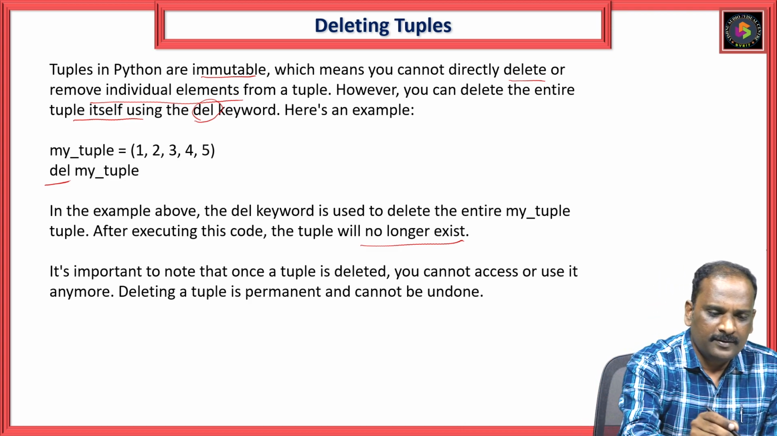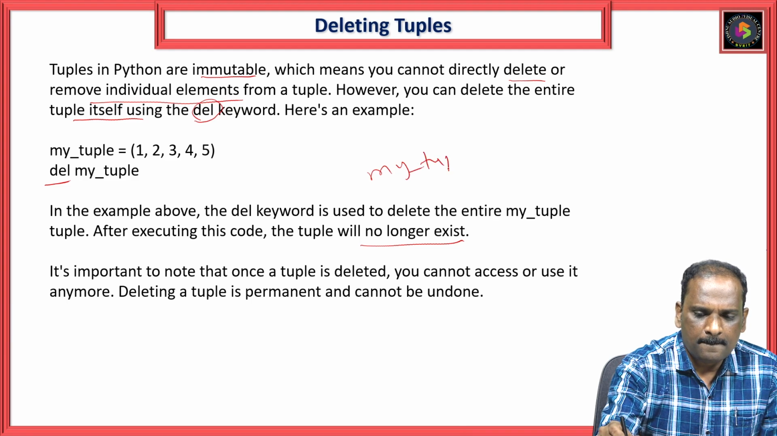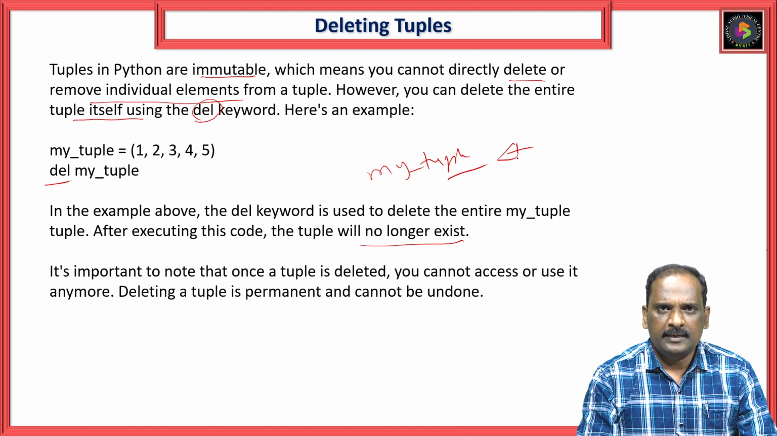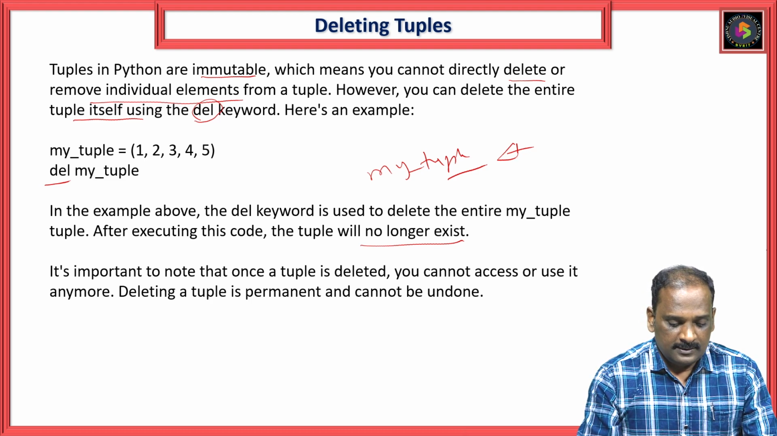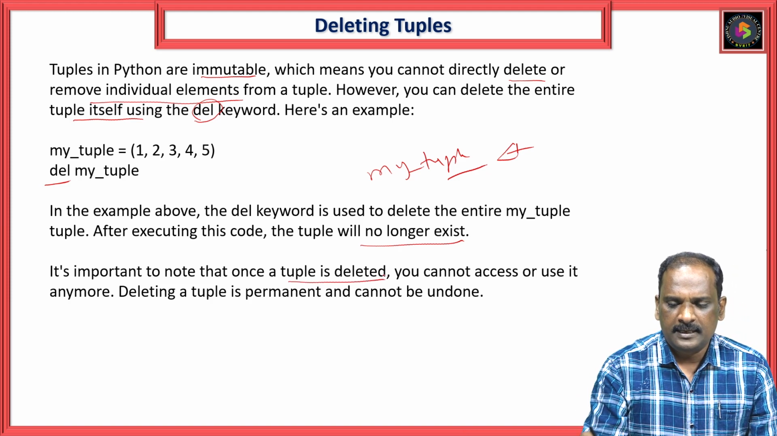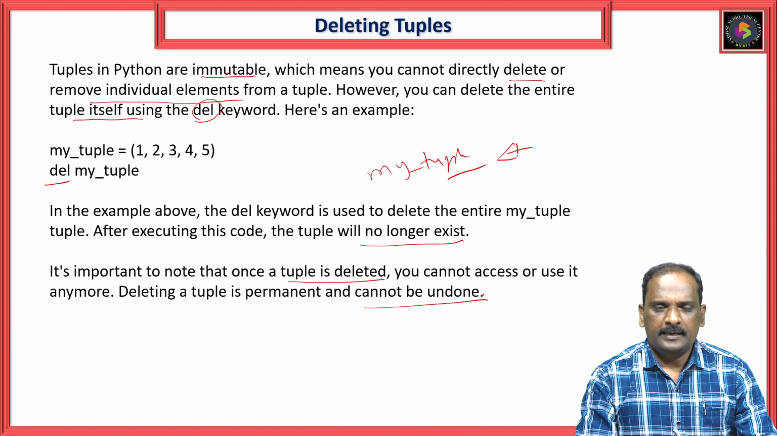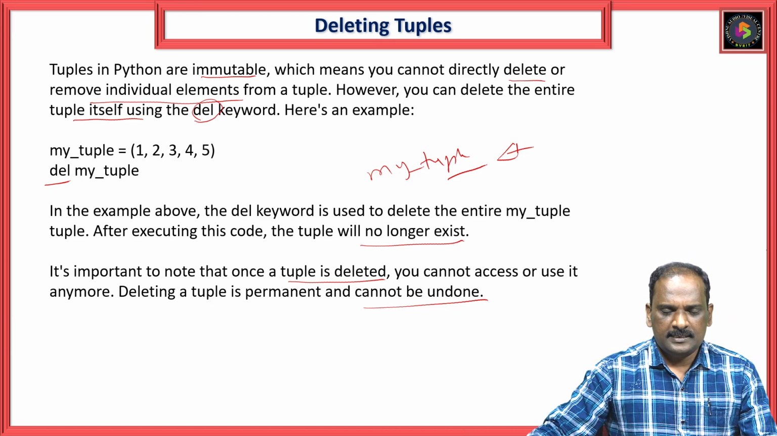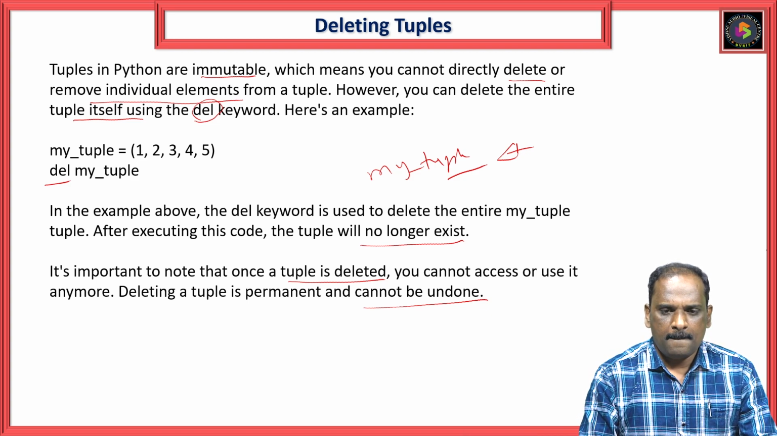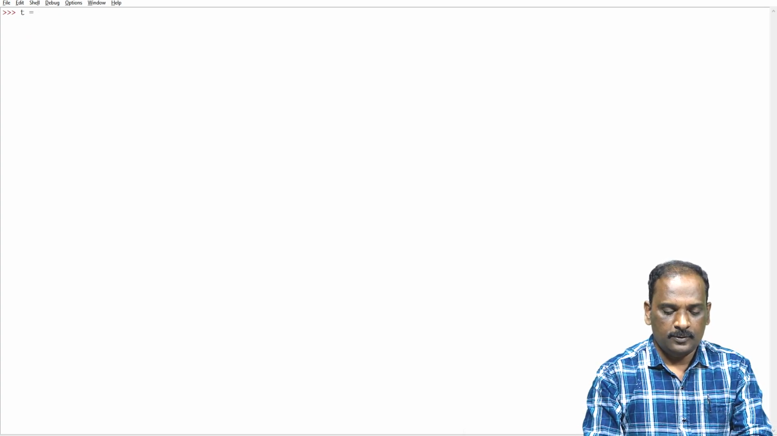That means after deleting my tuple, if I use my tuple again, then I will get an error: my tuple is not defined. So it is important to note that once a tuple is deleted, you cannot access it. Deleting the tuple is permanent and cannot be undone. So this we shall see in the Python interpreter, how to delete a tuple. I'll clear the screen. I'll create a new tuple.